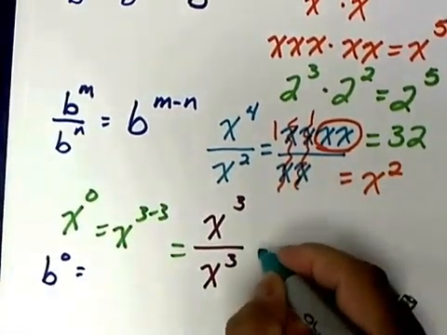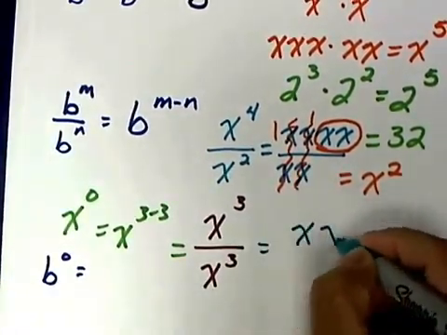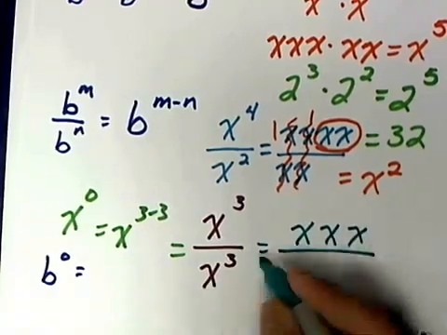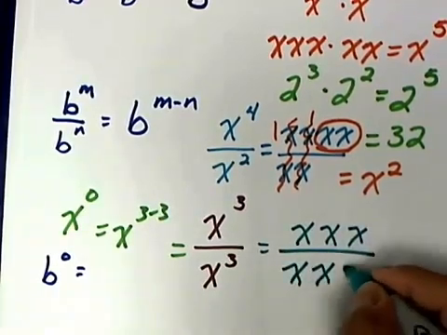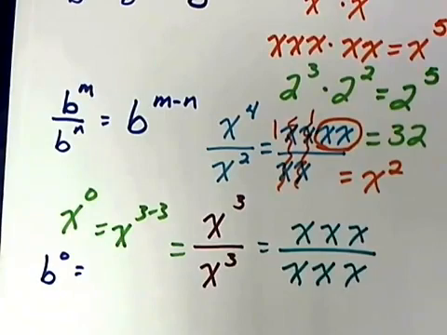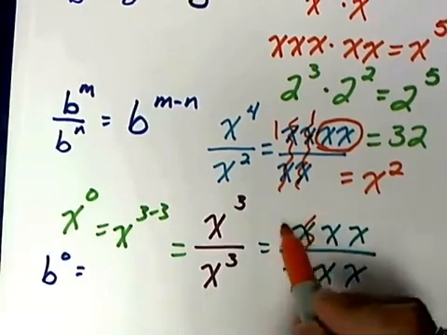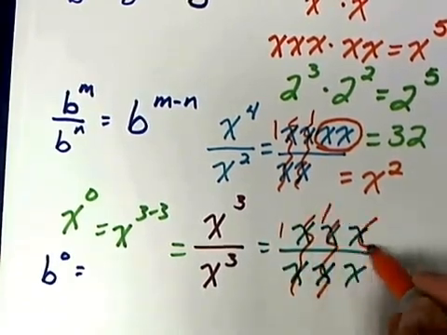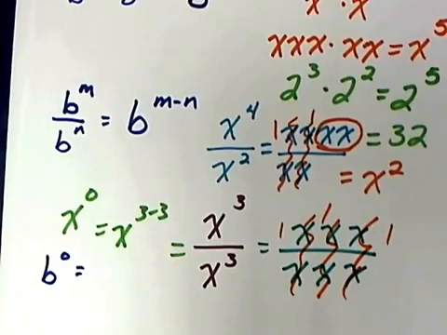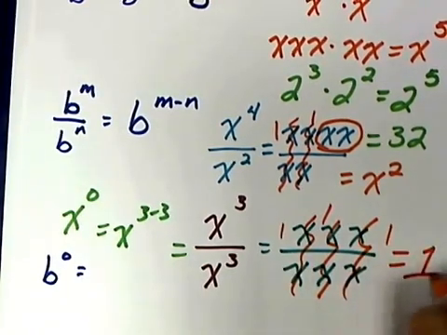Okay, x to the third is x times x times x, over x to the third, which is x times x times x. Then we get to cancel. Ooh, that's the fun part. Anything over itself cancels to a 1, so we go bing, bing. Everything canceled out, and I'm left with 1 times 1 times 1, which is 1.